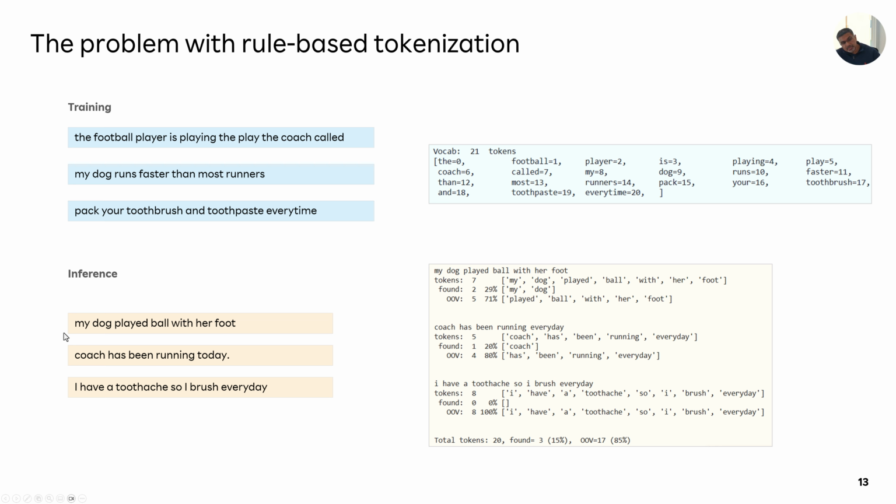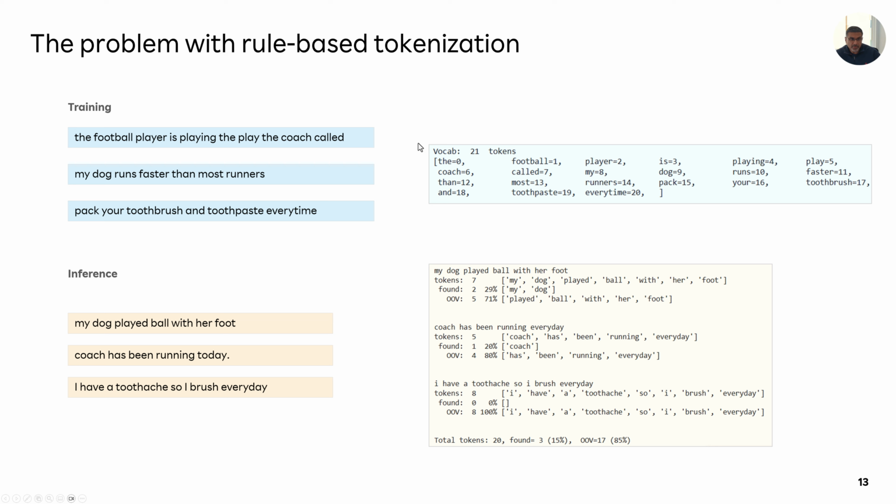Okay. Now, if I do the same white space tokenization, what I see is that in the first sentence there are seven tokens. My is one, dog is two, and so on. I have seven. And when I look at my vocabulary that I've built during training, only 29%, only two of these seven tokens actually are in the vocabulary. My is there, dog is there because it was here. The rest of them are not there. Let me just stay with this example. You see that played, ball, with, her, foot are not there.